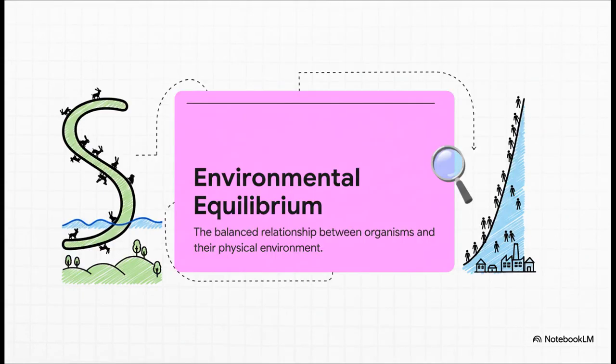At the heart of it all is this idea of environmental equilibrium. You can think of it like a delicate dance between every living thing and the physical world around it. This intricate balance is what allows life to flourish. But as we're starting to see, it's a balance that's becoming more and more fragile.